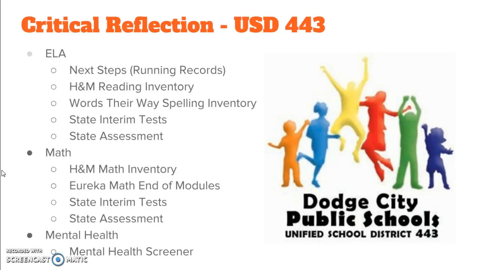Moving on to my reflection of the assessments that we use in USD 443, I'm going to focus more on grades 3 to 5, just because that's more of my area of experience and expertise. In ELA, we use the Next Step running records to test fluency and comprehension. We use the HMH reading inventory to test inferencing and vocabulary. Words Their Way is used to assess spelling. And then our two big drivers are the state interim tests that we take 3 times before we take the state assessment in March or April.